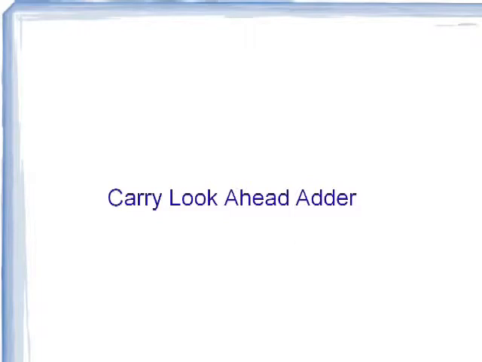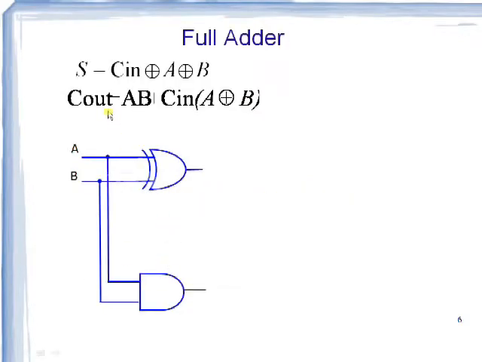Let us see how a full adder will look like. These are the expressions of the full adder, that is sum and C out. Sum equals C in XOR A XOR B, where A and B are considered as inputs, and C in is nothing but carry input. And C out, that is carry out, this is the expression for the carry.